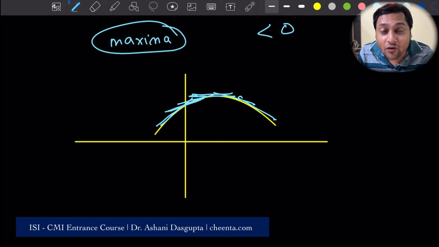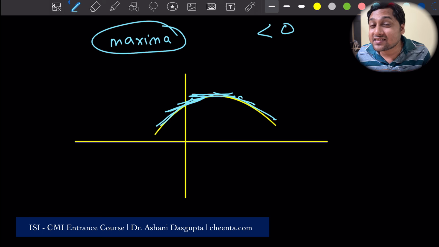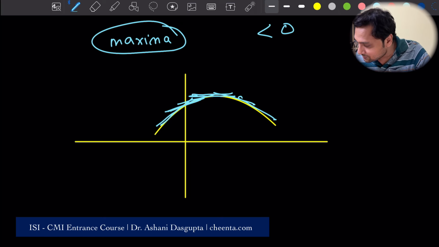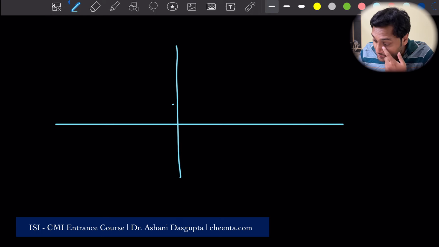So the slope of the tangent is decreasing. That means the slope of the slope is negative. The second derivative is negative, right? This is how you remember it conceptually. Alright, so the second derivative is less than 0. That means at x equals half, there is only one point where we have a stationary point, where something like maxima or minima is happening. So at that point, we have a maxima.